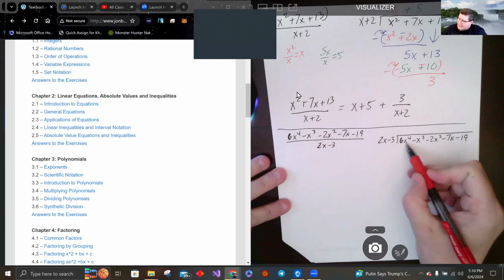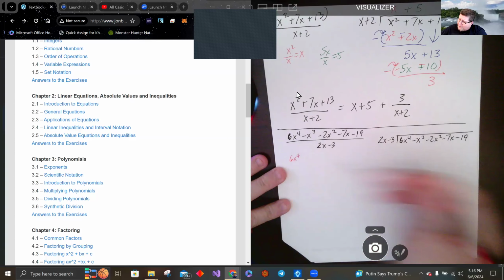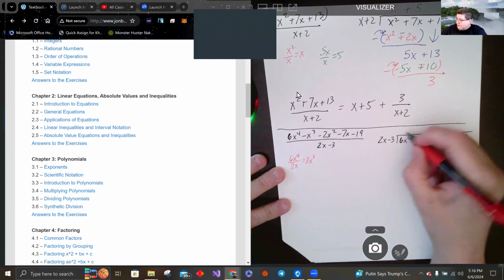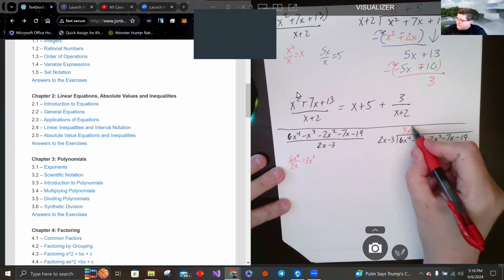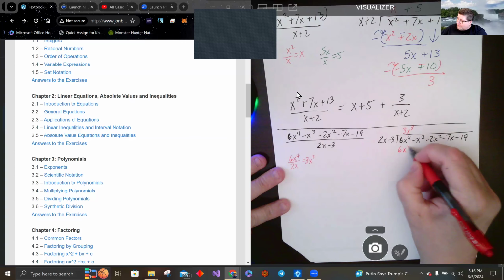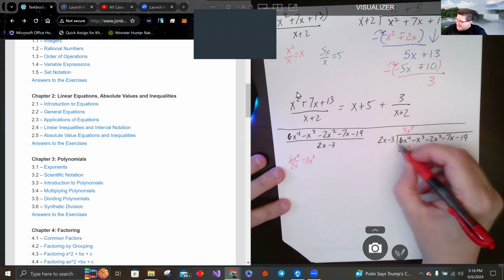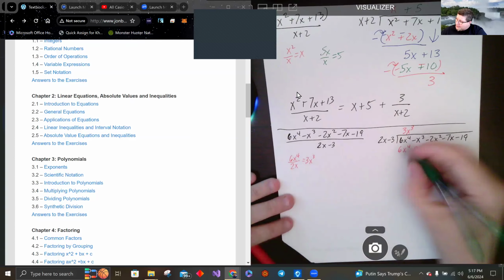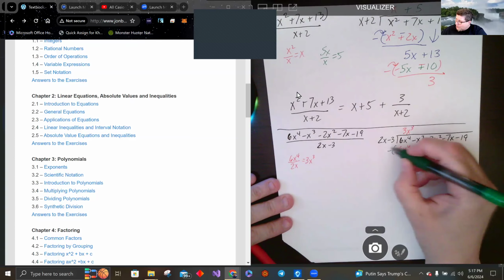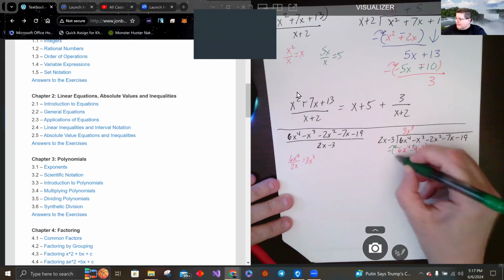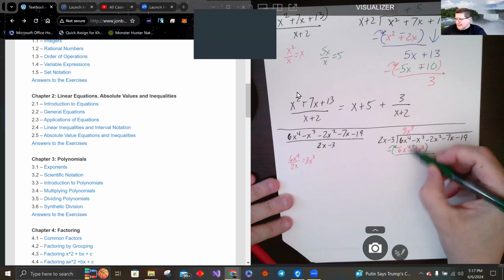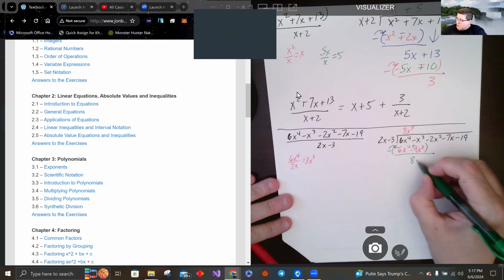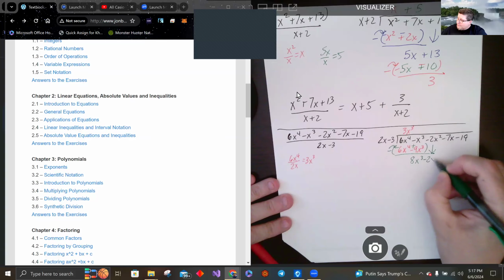We start off going, how many times does 2x go into 6x to the 4th? And I get 3x cubed. When I multiply, I get 6x to the 4th minus 9x cubed. And then I'm going to subtract, which when I move the negative in, changes the signs inside. The leading terms cancel like they're supposed to. Negative 1 plus 9 is positive 8x cubed. And I bring down the next term.